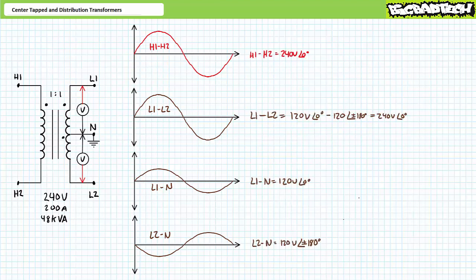If we were to express these voltages as phasor equivalents, H1 to H2 would be 240 volts at an angle of 0 degrees, L1 to neutral would be 120 volts at an angle of 0 degrees, and L2 to neutral would be 120 volts at either positive or negative 180 degrees. L1 to L2 would be 120 at an angle of 0 degrees minus 120 at an angle of 180 degrees, or 240 volts at an angle of 0 degrees.